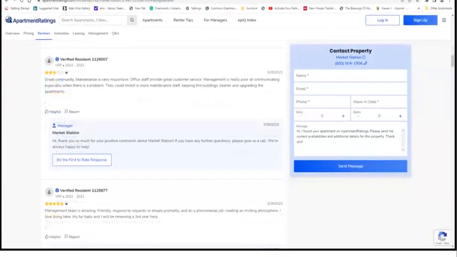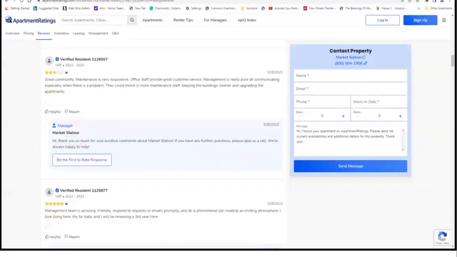So let's jump ahead. Again, here is the same property, and this is 2023. And again, "Great community, maintenance is very responsive. Office staff provide great customer service." And you can jump down, as you can see, that the actual manager has responded. And here is another review with the same property: "Management team is amazing, friendly, responds to requests or emails promptly."